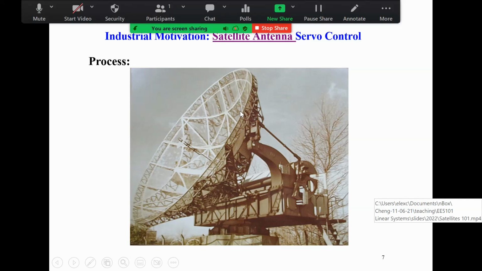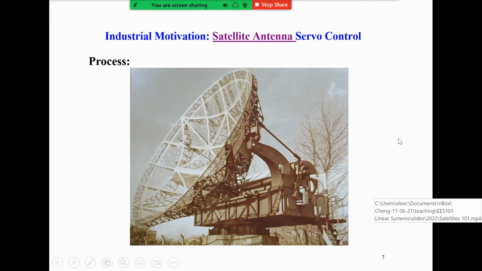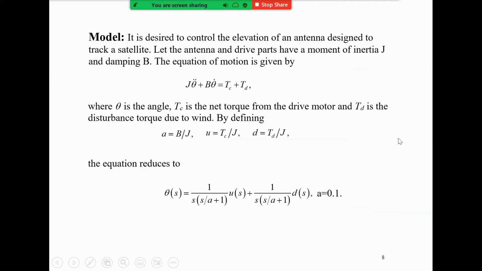All right, so we have to control the position of the satellite, right? So how are we going to do that? We know it is not a constant. We may have to move because the satellite is moving sometimes. So therefore, we want to control the elevation of the antenna designed to track a satellite.